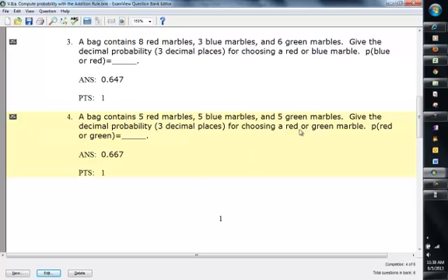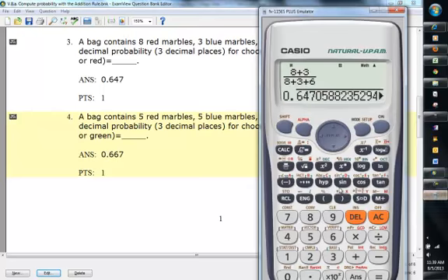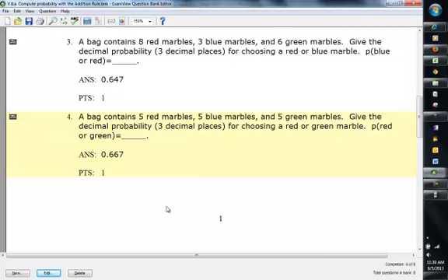Next one. 5, 5, and 5. Give the decimal probability of choosing a red or a green, so red is 5 plus green is 5 out of red plus blue plus green is 0.66666.